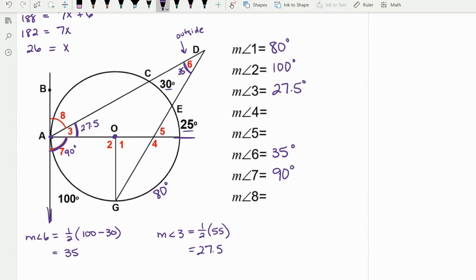And then over here with 3 and 8, I know that that whole thing has to make a straight angle, right? So angle 8 and angle 3 have to add up to 90 since angle 7 is 90. So to get the measure of angle 8, I can do 90 minus 27.5. And that gives us 62.5 for the measure of angle 8.